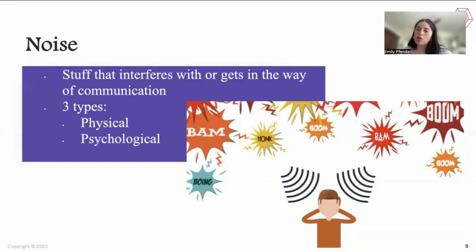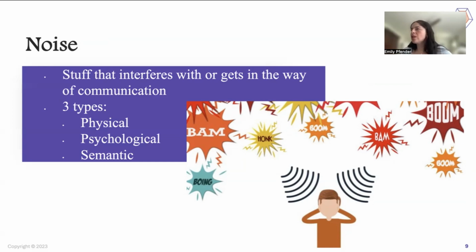We also have psychological noise, things that you're thinking about that make it hard to focus. Maybe during the seminar, you're thinking about what you're having for lunch or what time you have to pick up your kids or what you have left to do the rest of the day. And so those are things that are mental distractions and psychological noise.